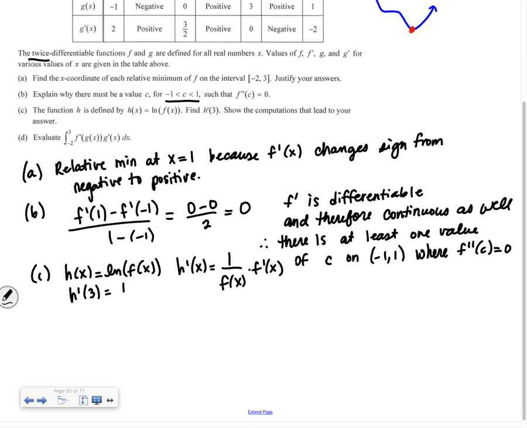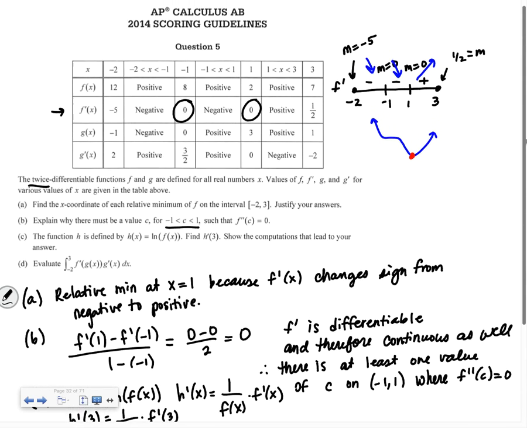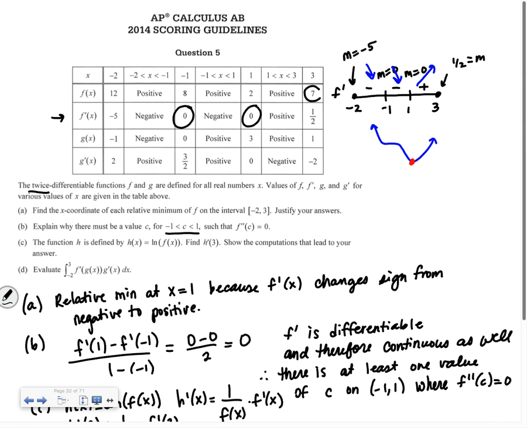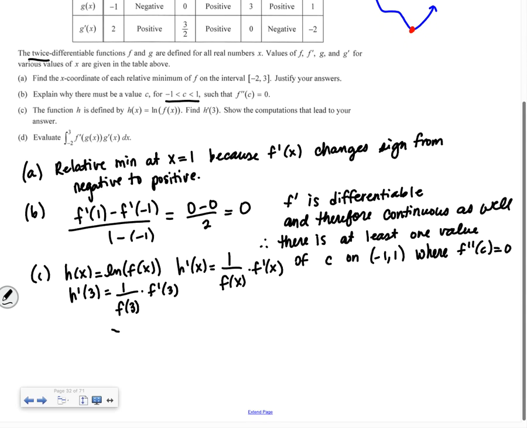So h prime of 3 is going to be 1 over f of 3 times the chain, which is f prime of 3. So we look in our chart at 3, which is here. So f of 3 is 7, and f prime of 3 is 1/2. So we have 1 over 7 times 1/2. All right, so we end up getting 1 over 14.